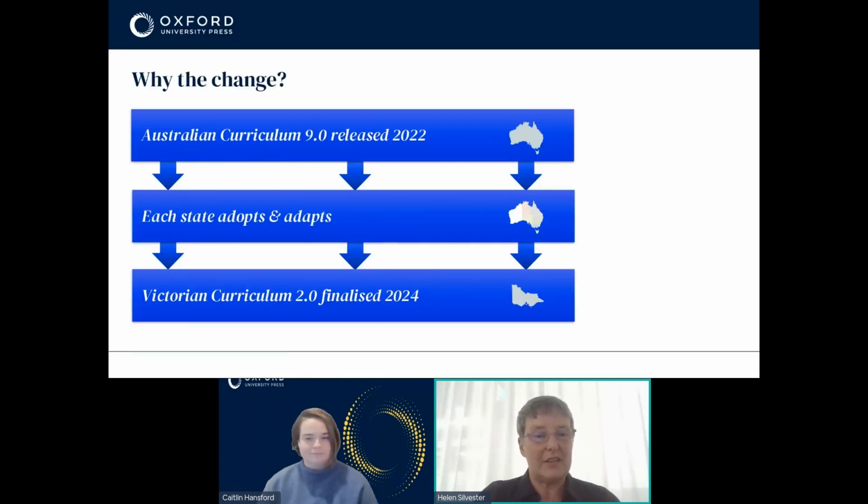So as you might be aware, the new Australian curriculum was released in 2022, and then each state took an adopt and adapt approach. And at the time, I did a little bit of work with VIC in finalising the Victorian Curriculum 2.0, which was released and finalised in 2024. And anything that was changed in the Victorian curriculum from the Australian curriculum was very much an adopt approach with small changes to wording to clarify and make it easier to understand. So I hope that that's what you find.